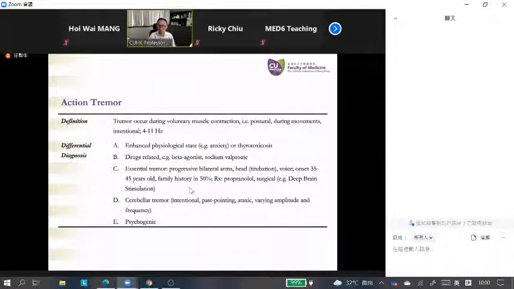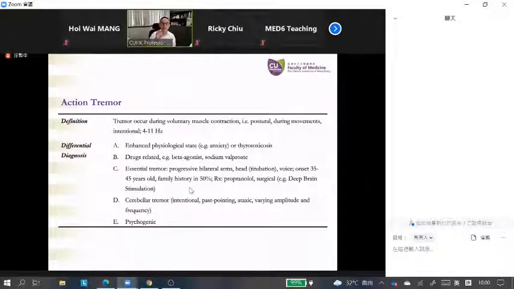And of course, I ask about drug history. Beta agonists, used by patients with COPD or asthma, will have these side effects, and sodium valproate, an anti-epileptic drug, may present with the side effect of tremor. Okay, I mentioned the cerebellar tremor, and it could be psychogenic. Psychogenic means it's functional, it's not real.